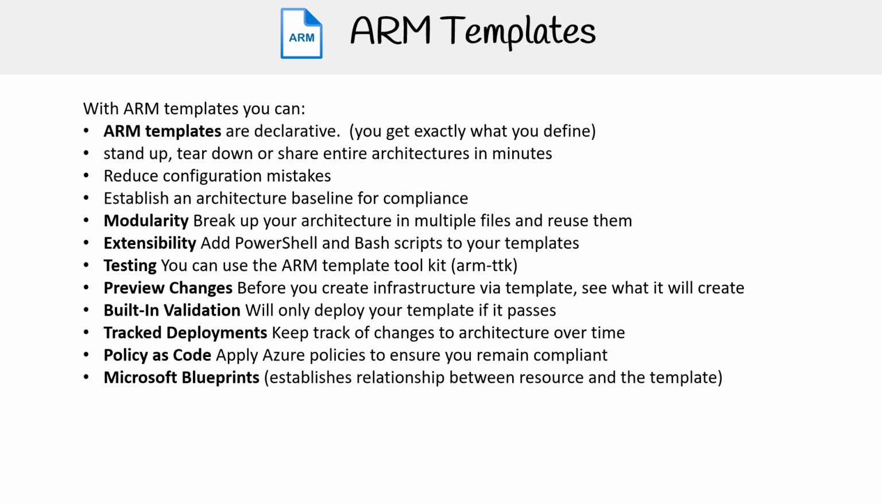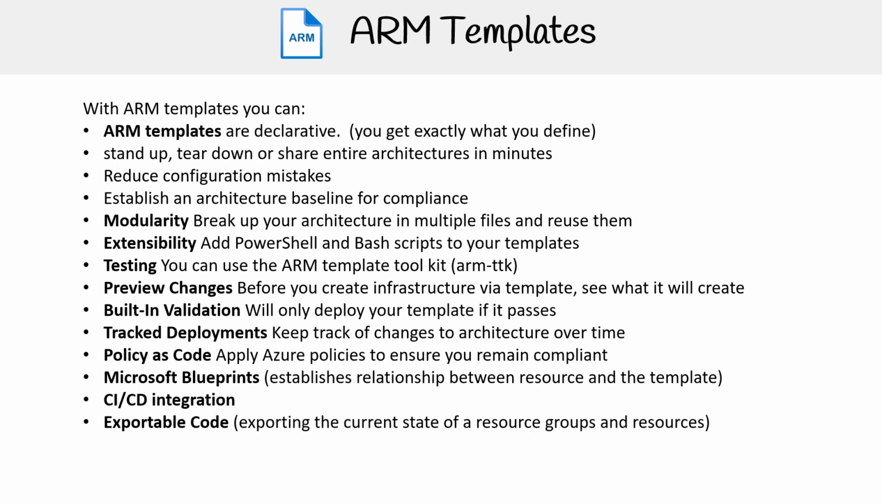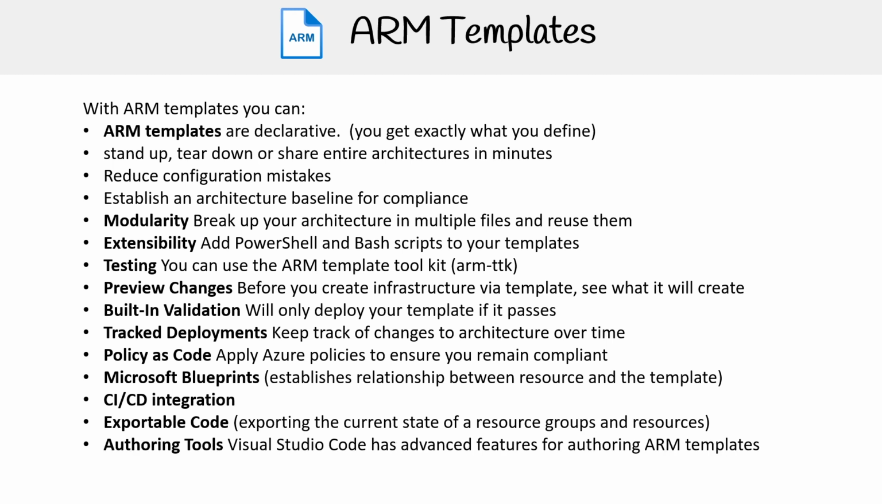And then you have Microsoft Blueprints, which we did cover here, which establishes relationships between resources and templates. So it's just one step further, where ARM templates don't have any relationship with the resources, where Blueprints is like a better version of ARM templates. And then you have CI/CD integration, exportable code, so exporting the current state of the resource groups and resources. Authoring tools, I believe, is the last on our list here. So you can use Visual Studio Code that has advanced features for authoring ARM templates. Makes it a lot easier to write them. So there you go.